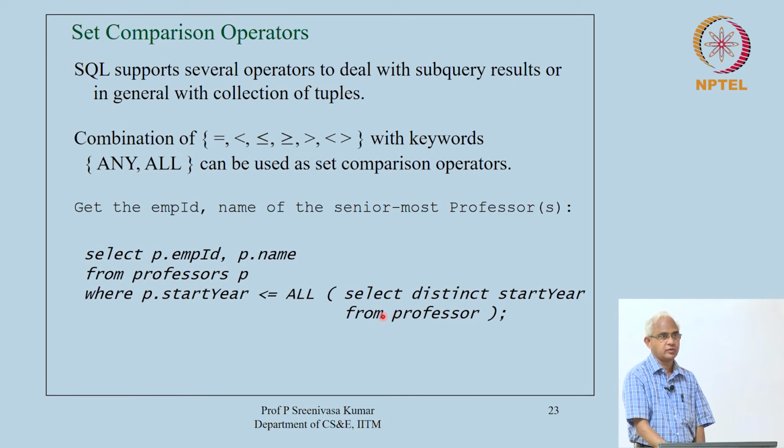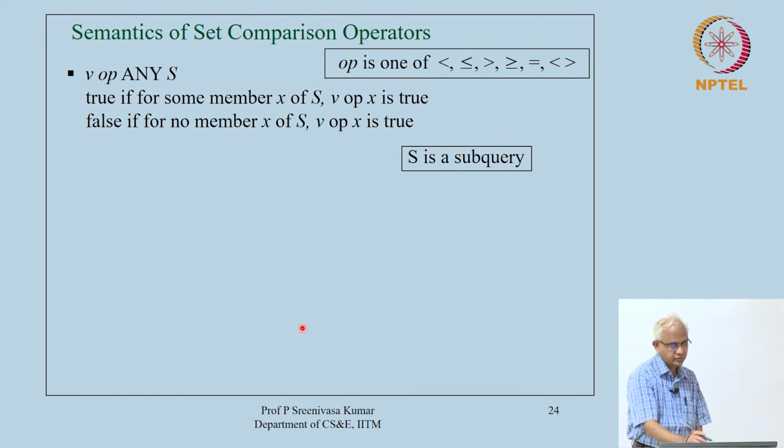So, if the start year of a particular professor is less than everybody else's start year, then he is senior most, right. So, this is the set comparison operator that we are talking about. So, in general, what are the various comparison operators and what is the meaning of them? These are the general comparison operators. V is some value, op is one of these 6 comparison operators, and S. Any and all is possible.